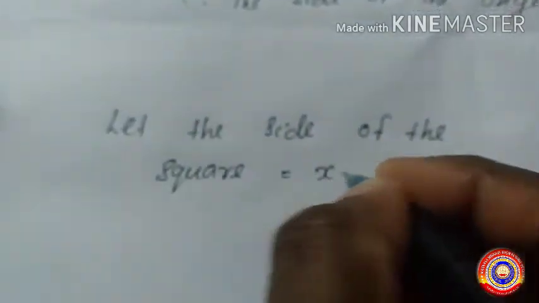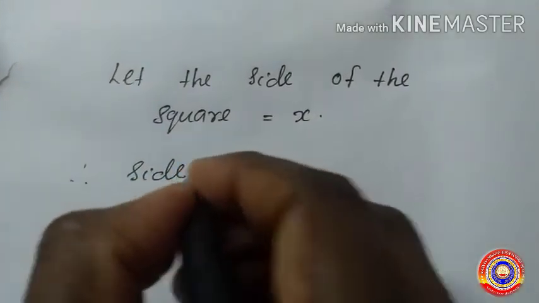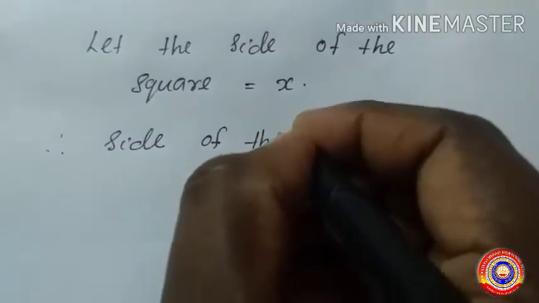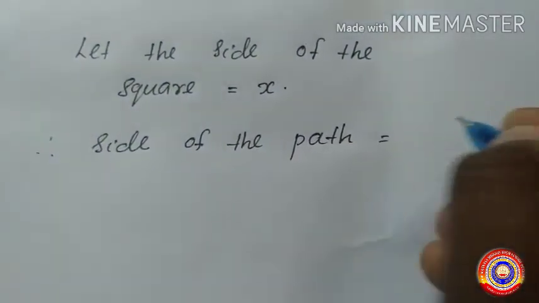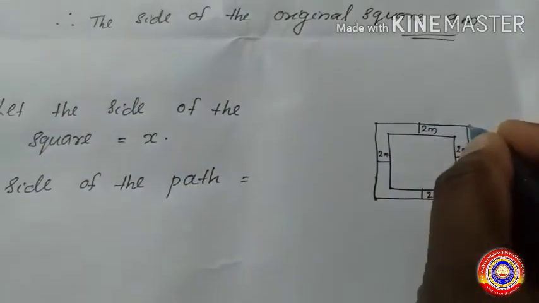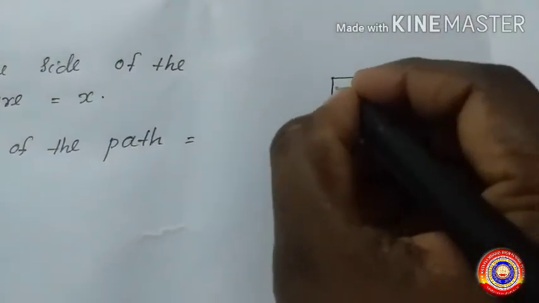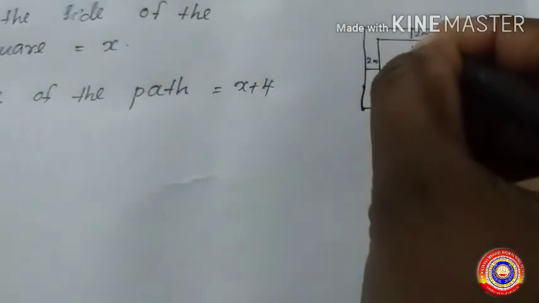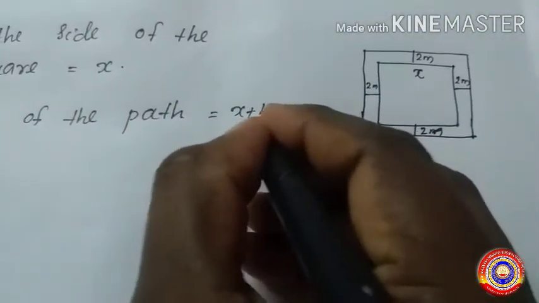Children, can you say that? What about the path? Yes. Side of the path equal to x plus 4. How do you get this? The side of the square is x. We have to add 2 on either side. That means x plus 2 plus 2. We get x plus 4.